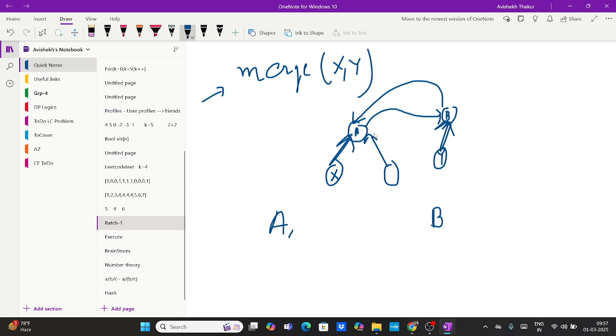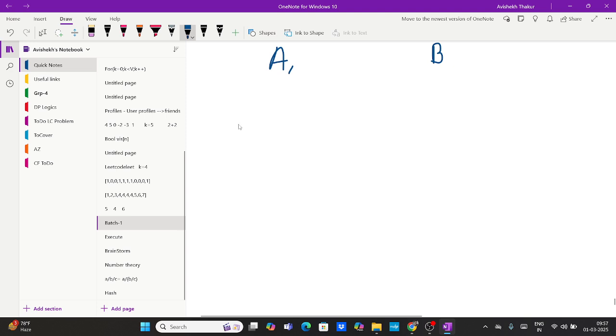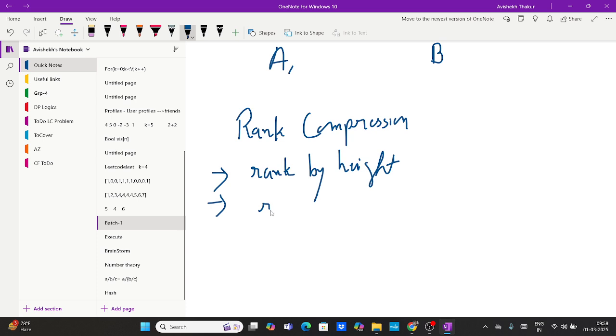Now, in order to decide which one needs to be connected to which, there are two special techniques, known as rank compression. So there are two techniques. Basically, one is rank by height. I'll explain what these are. Rank by height. Another is rank by size.